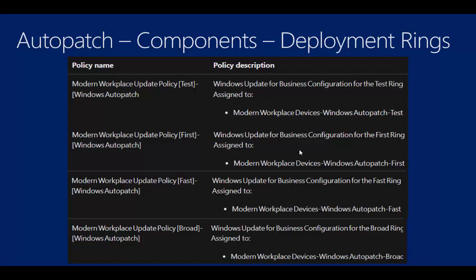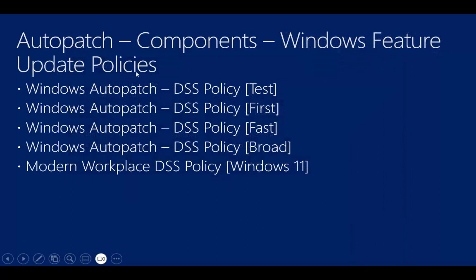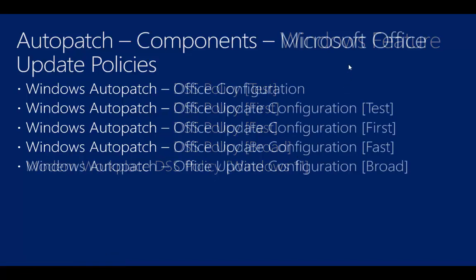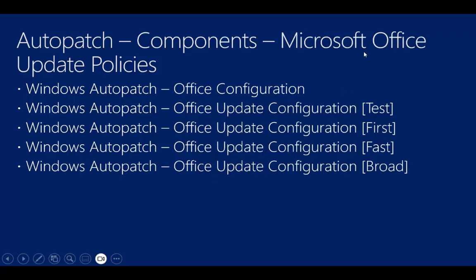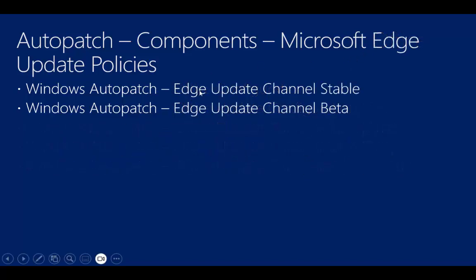And this is not a bad structure for helping roll out your Windows updates. You'll see in a minute how things are spread out between those rings, but these are the rings that we will create whenever we add Autopatch to your tenant. And then these are the update policies that we will put out there. There's a set for feature updates, and you see there's test, first, fast, and broad, and then also Windows 11. We also have similar ones for Office updates, and then similar for Edge, with a couple of different channels that we support: stable and beta.